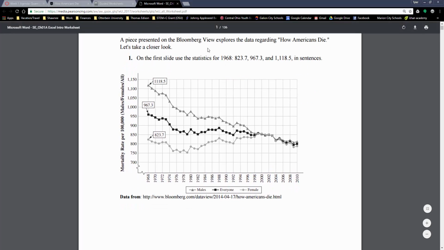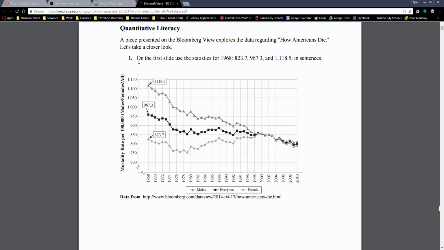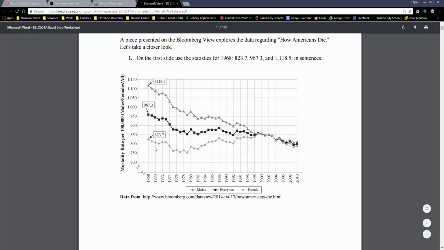Question 1 is what I'll go through with you. It says on this first slide, use the statistics for 1968: 823.7, 967.3, and 1,118.5 in sentences. We're given this graph, and it's important to understand what the graph means. The year is 1968. Here's that first number, 823.7, this data point, and then we have this data point, and so forth.